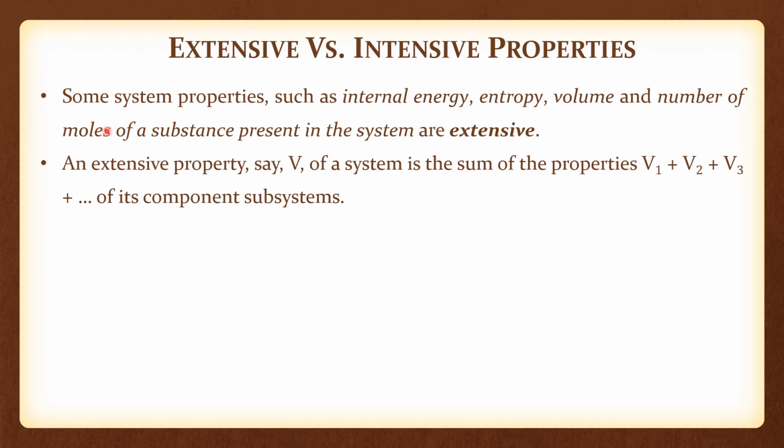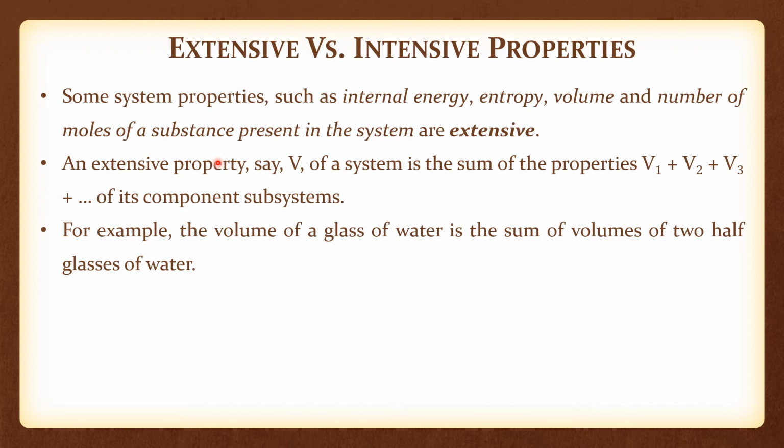So if I have a total of 100 moles and I have partitioned it into, say, 2 moles in one subsystem, 5 moles in one subsystem, 10 moles in one subsystem, 18 moles in one subsystem, and so on, and I add all the number of moles of all those subsystems, totally I will get 100 moles. That is the idea behind the extensive property. For example, the volume of a glass of water is the sum of volumes of 2 half glasses of water, right? This is the idea.